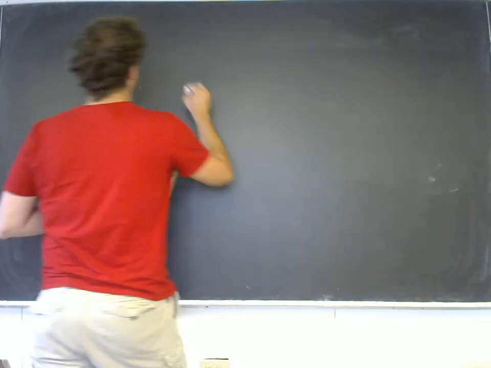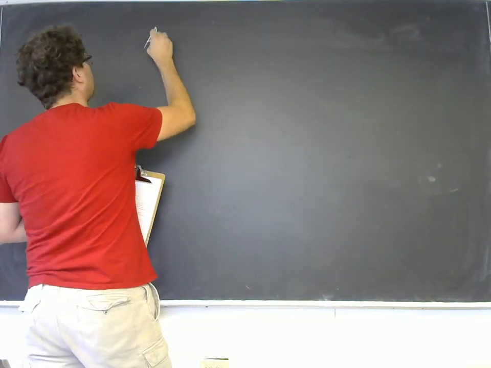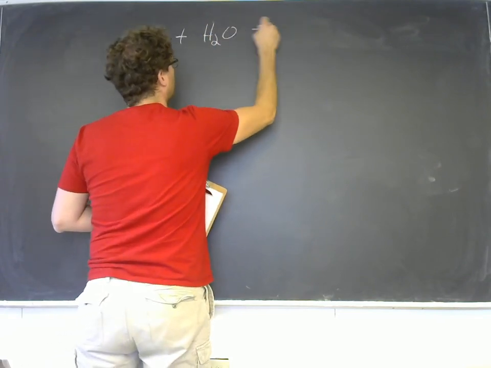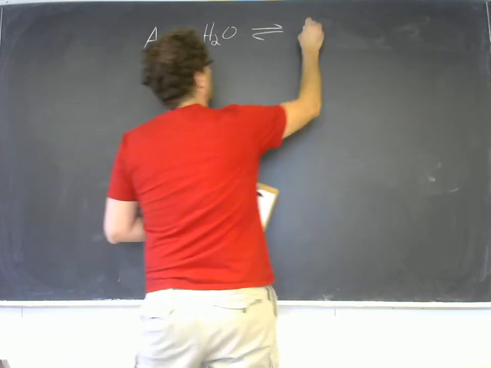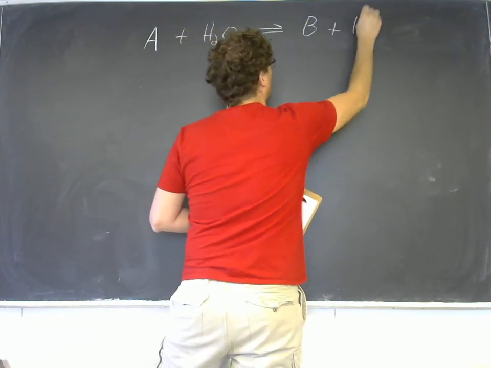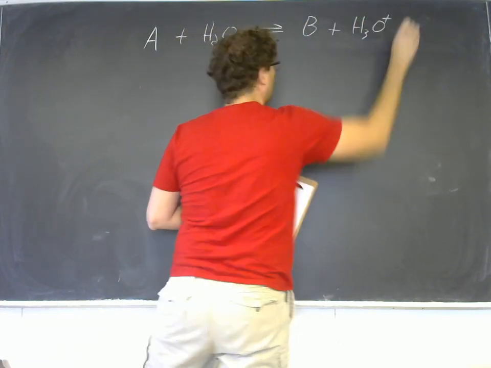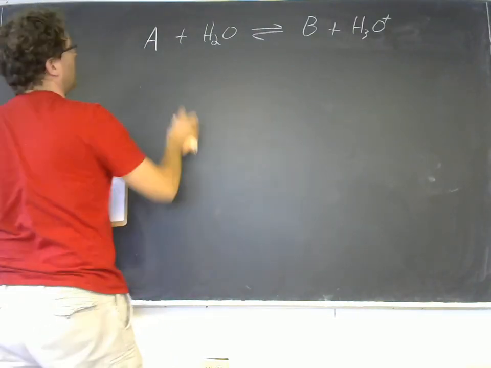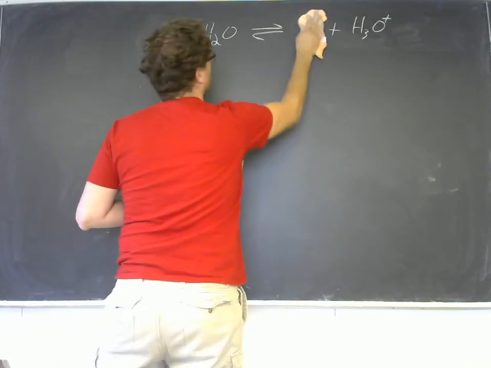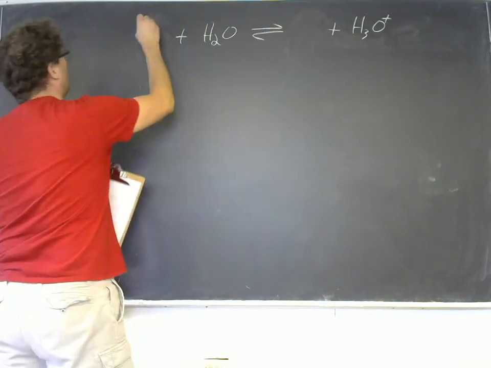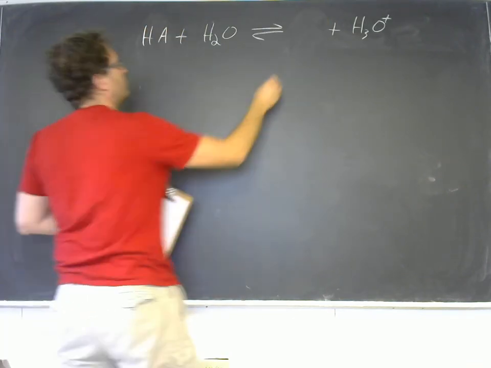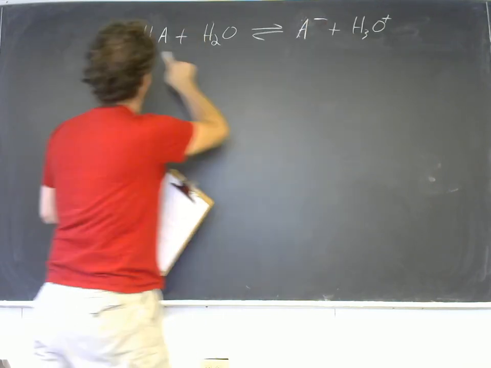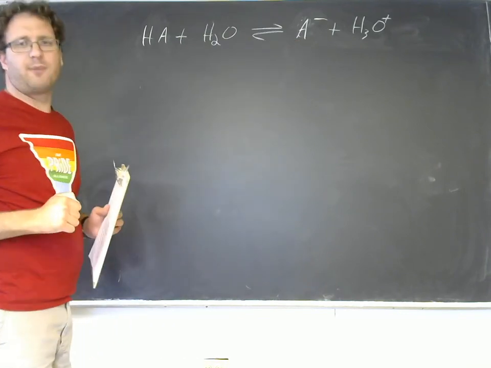So if I have a conjugate acid-base pair, I could say the acid plus water is going to be in equilibrium with the base plus H3O plus. And actually, I'll use the same notation that your textbook does. So HA, and this is A minus. So these are a conjugate pair.